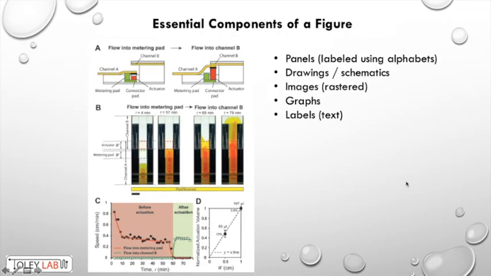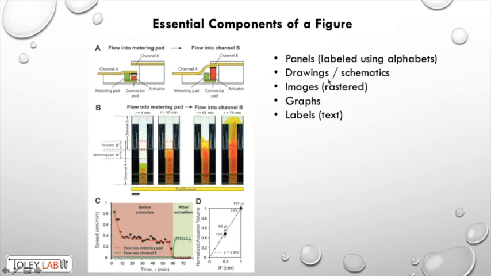So any figure that you make, now this is a one column figure that I showed you on the previous page. There are certain essential components of any research figure. First, that figure must have multiple panels labeled using alphabets. So in this case, we have a panel A, panel B, panel C, and panel D. All of these panels have to be individually captioned below this figure when you finally publish this, and that's why it's very important to have these individually labeled panels.